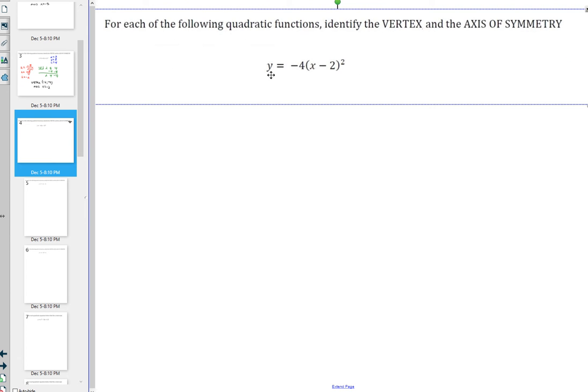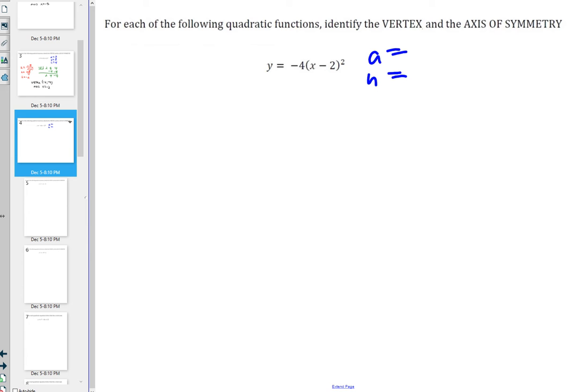Now, what's nice about this one? It's already in that form. Vertex form. Yeah, it is, and you might not recognize it as vertex form because here, k is 0. There's no constant outside. What's a? Negative 4. h is 2. Negative 2. Plus 2. It is 2.